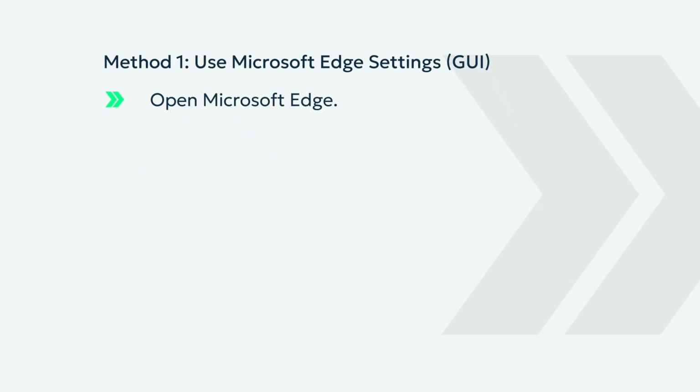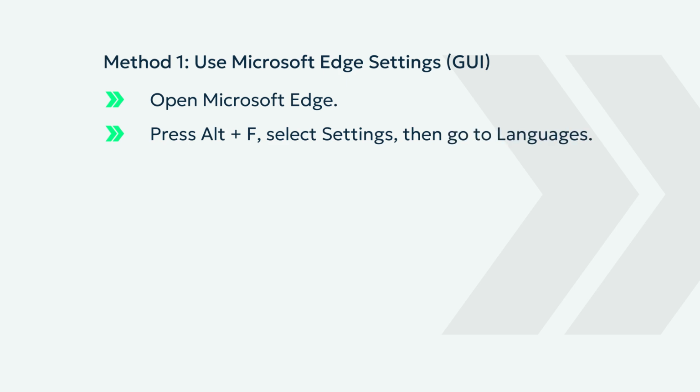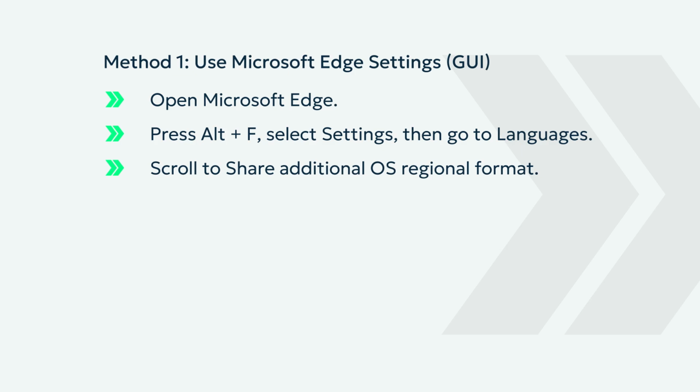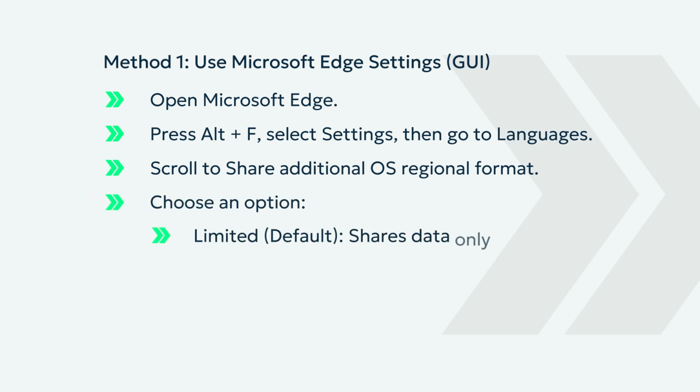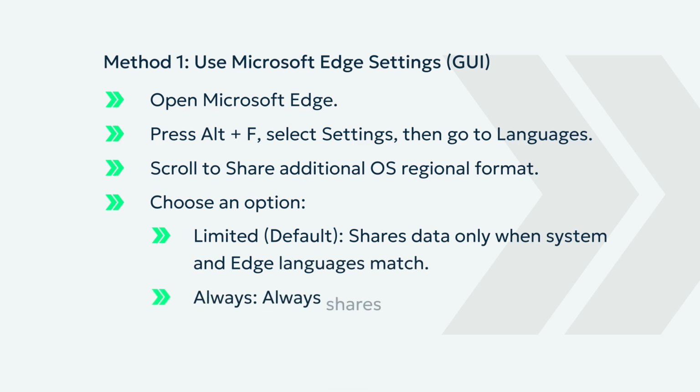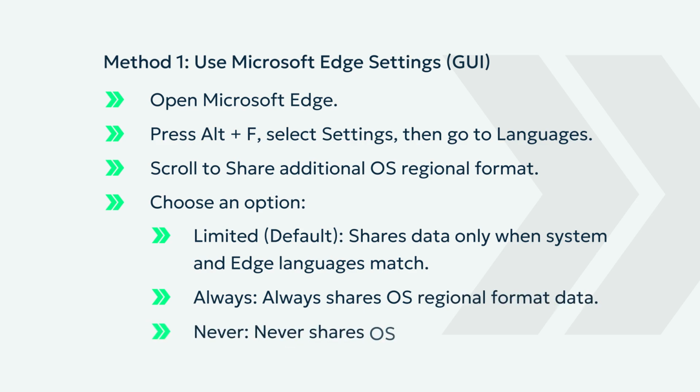Open Microsoft Edge. Press Alt+F, select Settings, then go to Languages. Scroll down to Share Additional OS Regional Format. Choose one of the following options. Limited, Default, shares regional data only when your system language matches Edge's display language. Always, shares additional operating system regional format data with websites at all times. Never, prevents Microsoft Edge from sharing additional OS regional format data with websites.